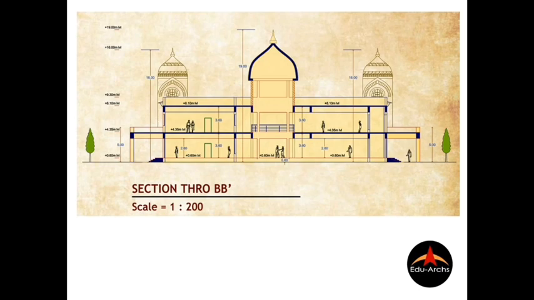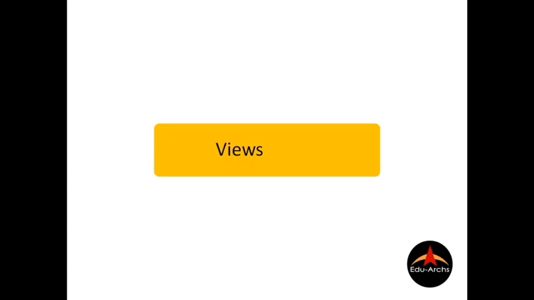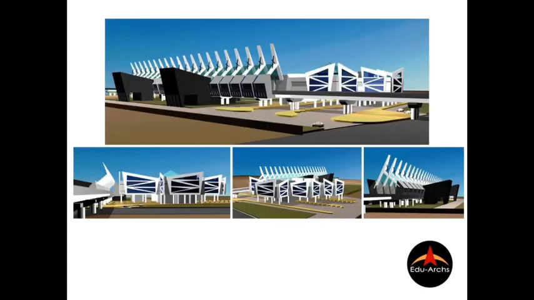Sections. These are done to explain the complex partition of our building design. Views. With the help of 3D software like 3ds Max, Rhino and Revit, we can generate 3D views based on our concepts. 3D views help to express our design from multi-dimensional angles.